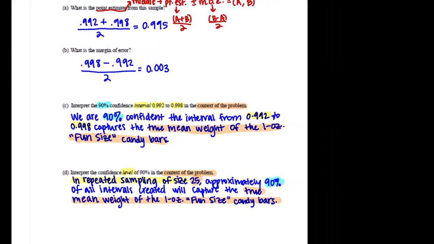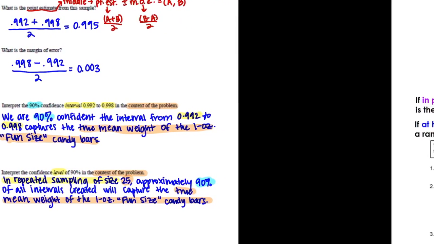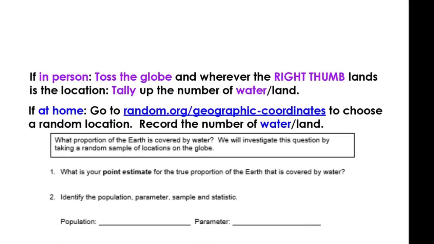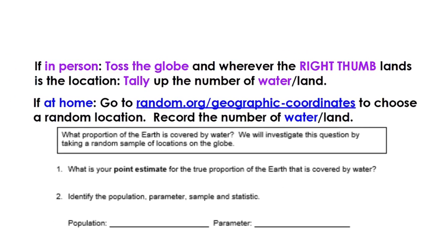All right, now what we're going to do is an activity where we want to try to use a confidence interval to estimate the true value of something. And so if you're in person, we're going to be tossing the globe. I have a blow-up globe that we'll be tossing around. Undecided if we'll be in person on this day yet or not. If we are and you're at school, we'll be tossing this globe around, and wherever your right thumb lands is what I want you to look at. And we want to estimate what proportion of the earth is covered in water.